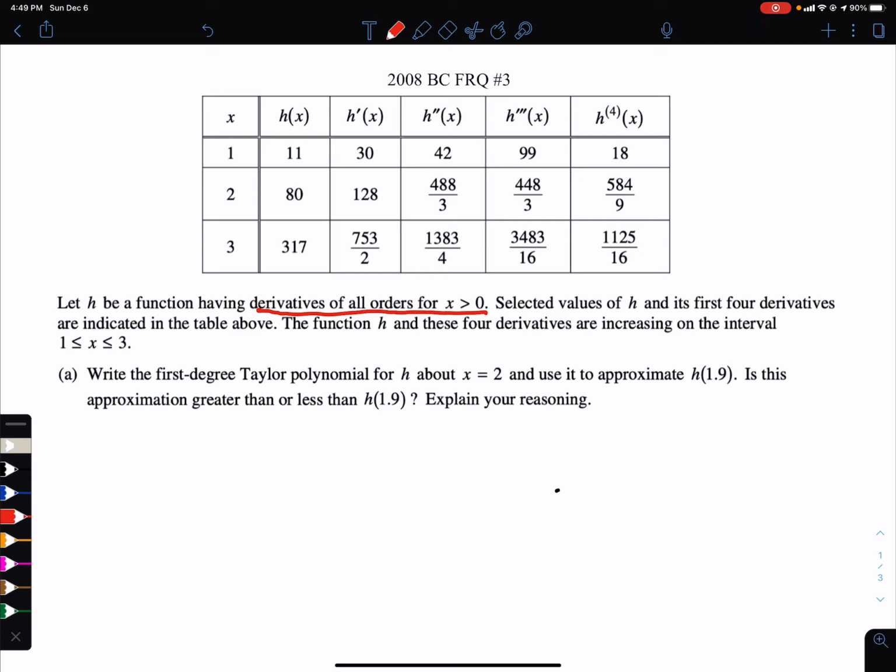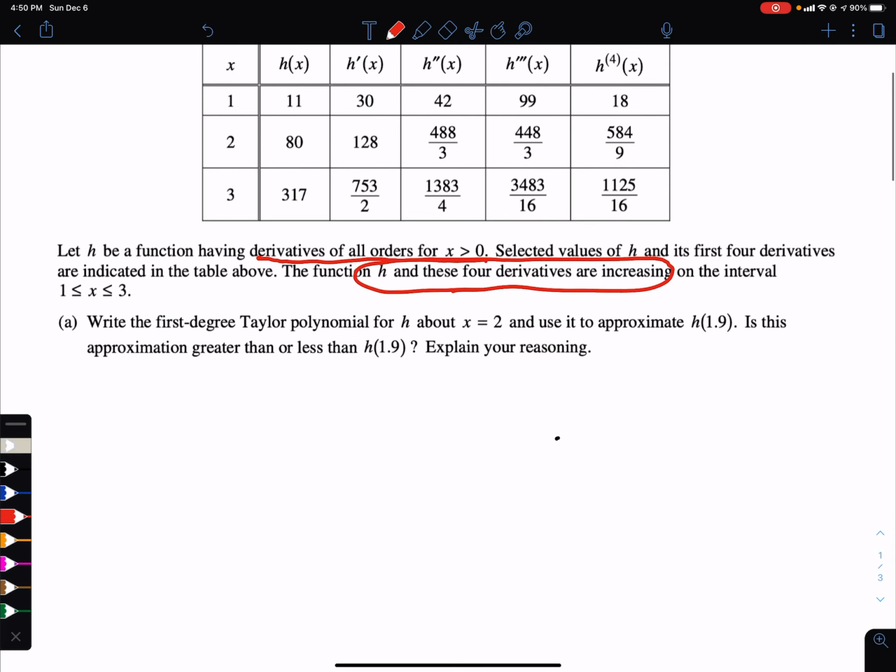The function h and these four derivatives are increasing. There's probably a reason they told us that, so let's pay attention to that. So part A, write a first degree Taylor polynomial. First degree. That is actually pretty easy.